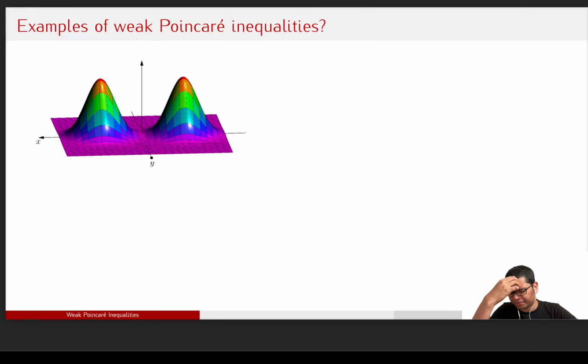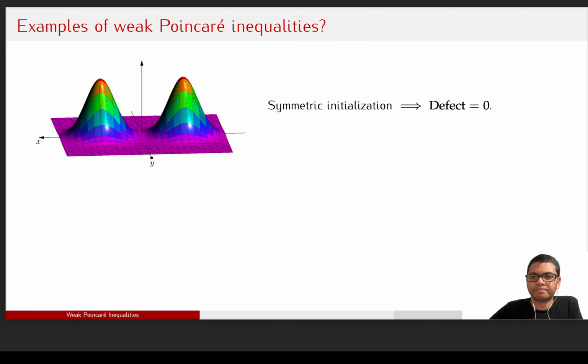Okay, so since the definition of weak Poincaré inequalities was a little bit abstract, on this slide, let me give two concrete examples of how you may satisfy a weak Poincaré inequality. So imagine the distribution that you have at hand is a mixture of two strongly log concave distributions, or a mixture of two Gaussians even. Then you don't necessarily have contraction from a worst case initialization.